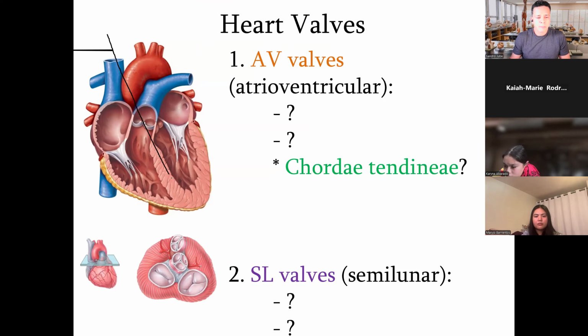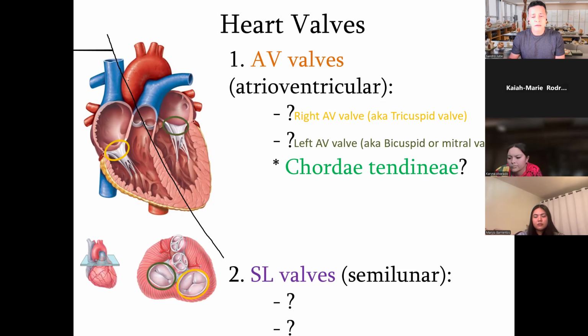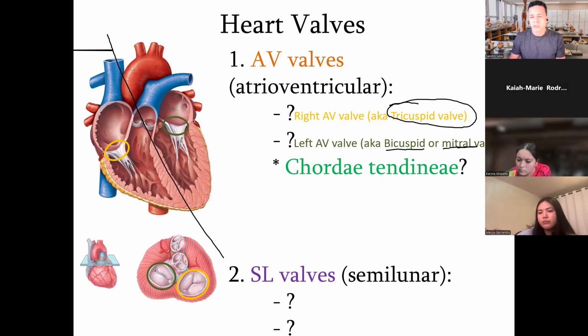Right there. So now I can name them. On the right side, I have the right AV, which is right between the right atrium and the right ventricle. On the left side, I have the left AV, which is in between the left atrium and the left ventricle. Now, the right AV valve, folks, is also called the tricuspid valve, while the left AV has two other names. It's also called bicuspid or called mitral.